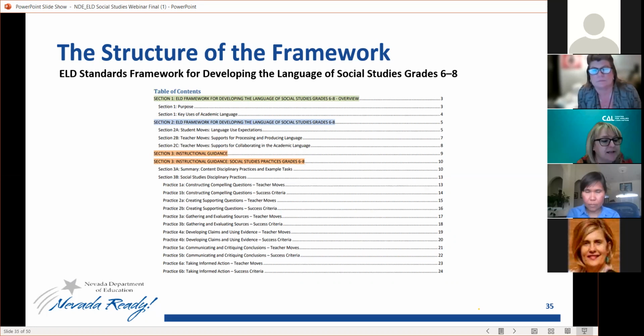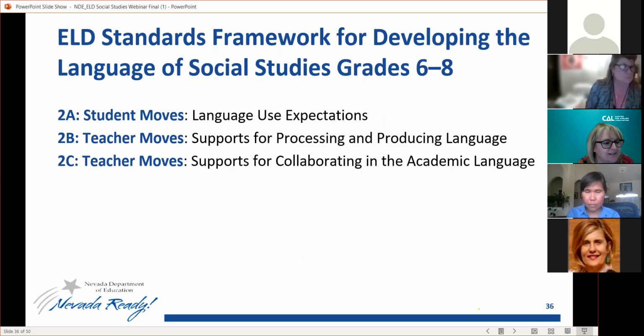And then the third section really focuses on the social studies practices, and we have explanations on those connections to the key uses of language that we are using when we're reflecting about the language practices of students in our classrooms. Okay, so we're going to move to the next slide.